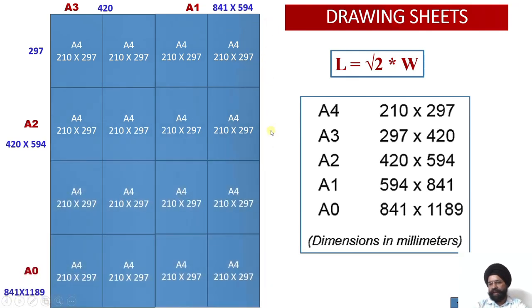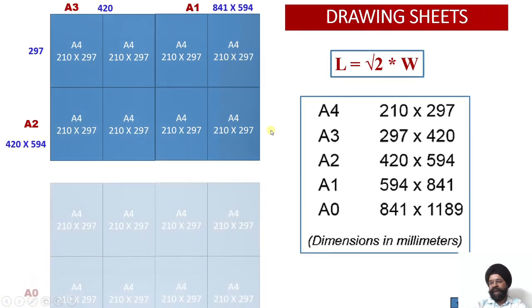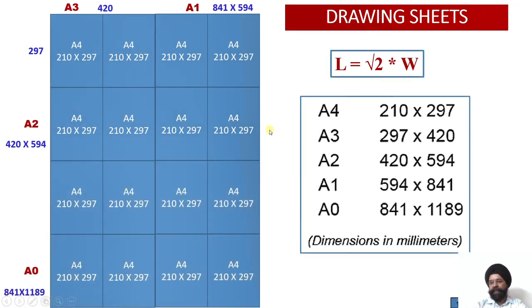So just check it out. I am adding one more sheet of A1, and now this doesn't become 594 times 2, that is 1188, because there is a margin of 1 millimeter. So one more I add, and the final size of the A0 sheet becomes 841 by 1189.